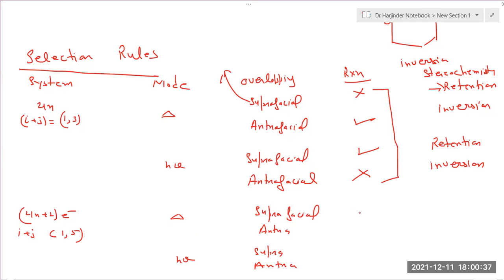It will be allowed, forbidden, retention in configuration, inversion, retention, inversion. Okay, so these are your selection rules.